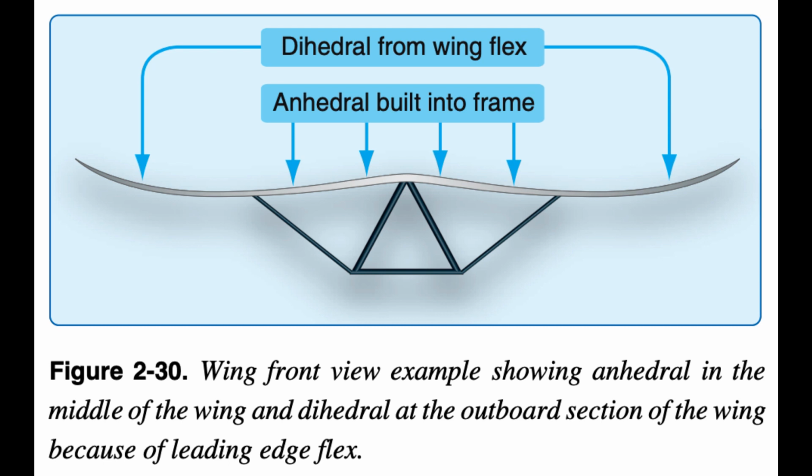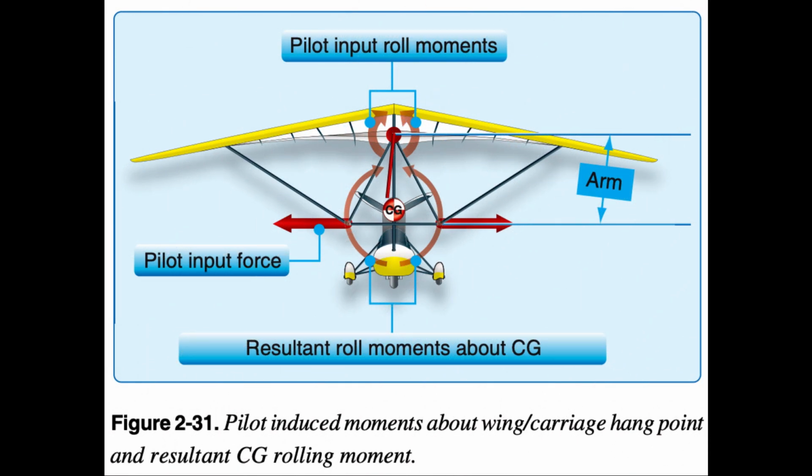1. The pilot creating the force on the control bar, rotating the wing about the wing/carriage hang point. 2. Shifting weight to one side of the wing, thus warping the wing to aerodynamically change the lift on each side, as in airplane roll control. Figure 2.31. End of page 2-16.